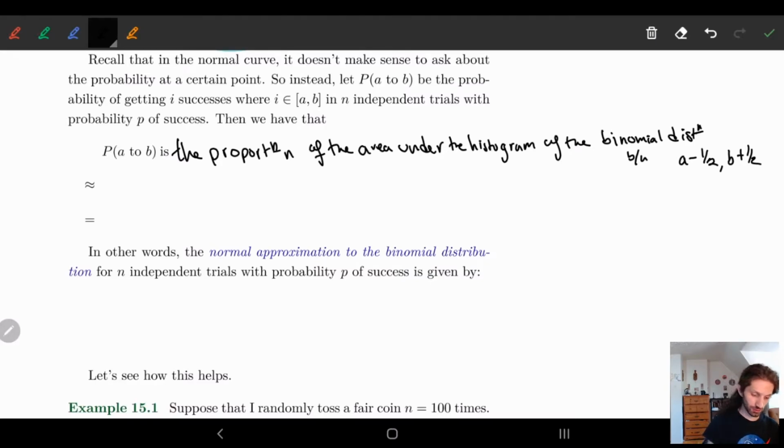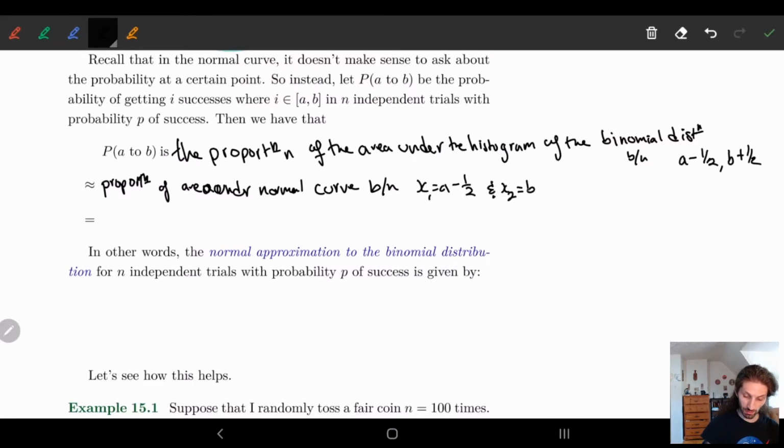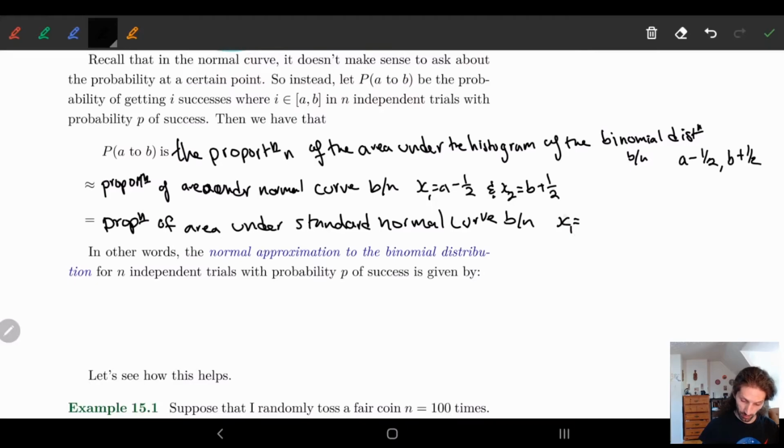So what this means is this is approximately the proportion of area under the normal curve. Here we can look at the area under the normal curve between the points x1 equal to a minus 1/2 and x2 equal to b plus 1/2. So here we're looking at the normal curve itself rather than the binomial distribution. And if you remember, this is when we're looking at the standard normal curve. This is just going to be equal to the proportion. So here we convert to the standard normal: the proportion of area under the standard normal curve. And here we have between, so remember that normally, we'll let these be z's.